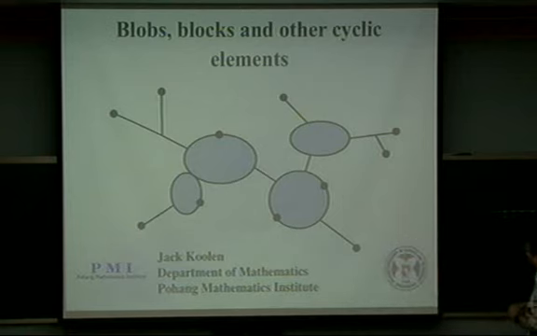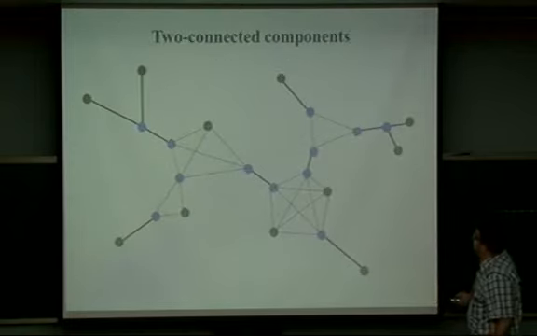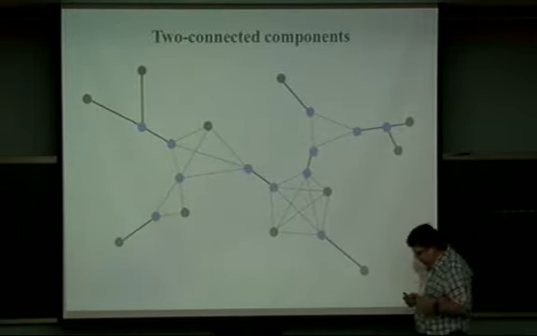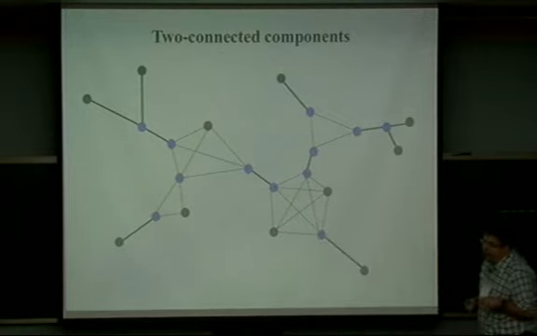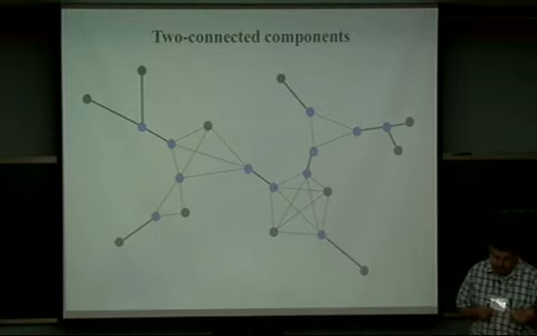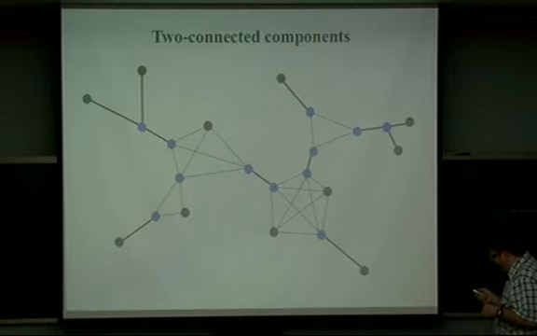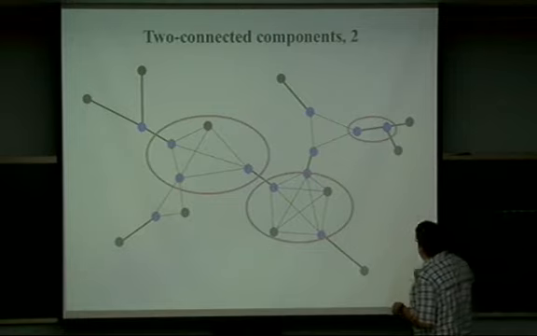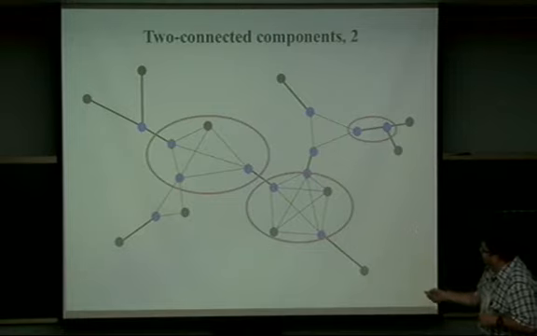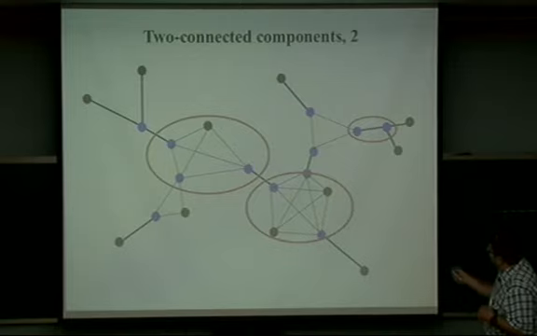What has this to do with combinatorics? That's the question. So the point is the following. If I have a graph, then I would like to find the two connected components. And what are the connected components? For example, this edge or this 4-clique or this 5-clique or this 3-clique.